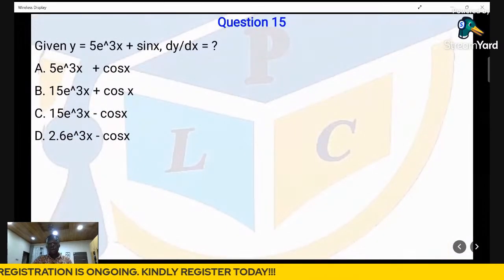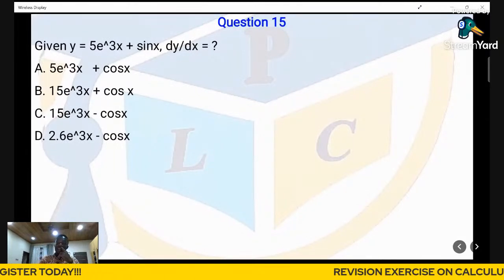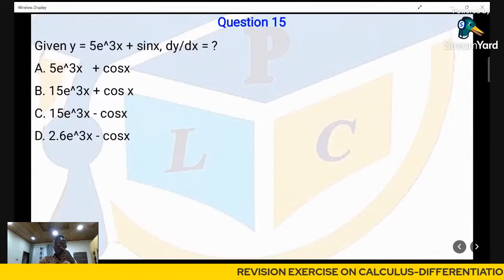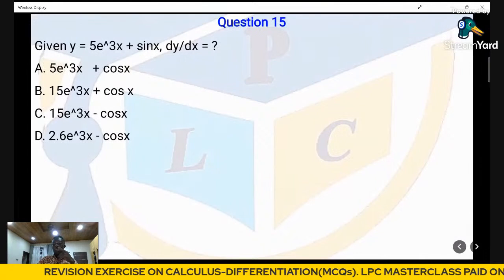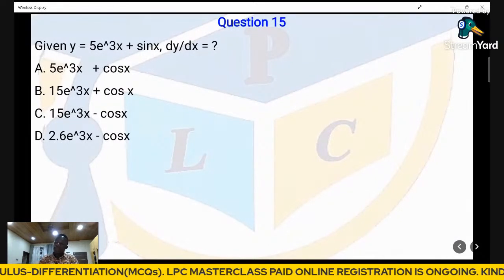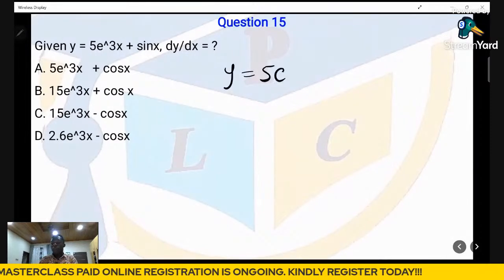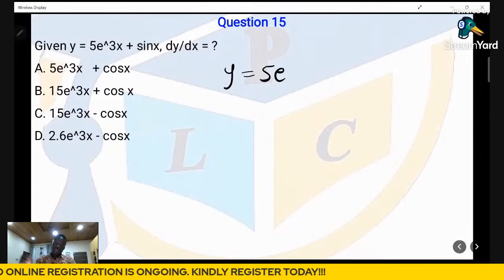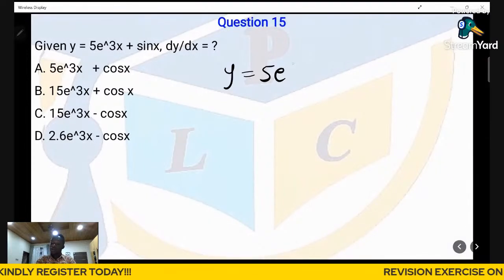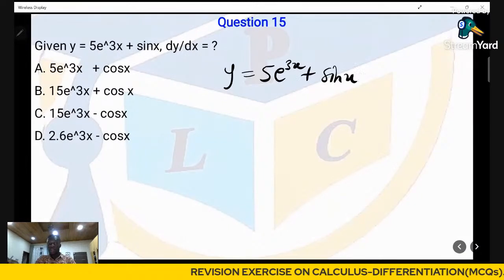So, given that y is equal to 5 with our expression e to the power of 3x plus sine x. So how do you differentiate this kind of function? This is going to be our last question so that we get it off here. So we'll say that I have y equal to 5, and I mostly call this e. Line e is on the calculator, you see it has a value actually. To the power of 3x plus sine x.